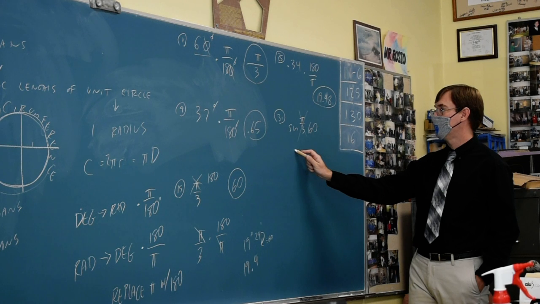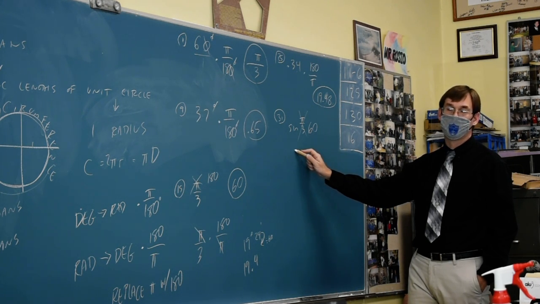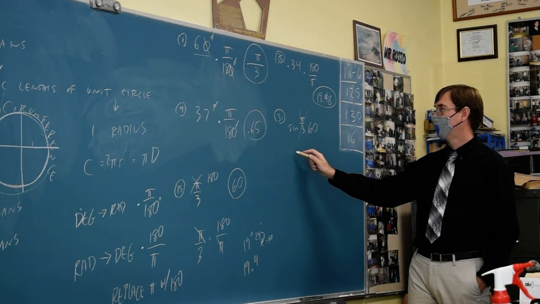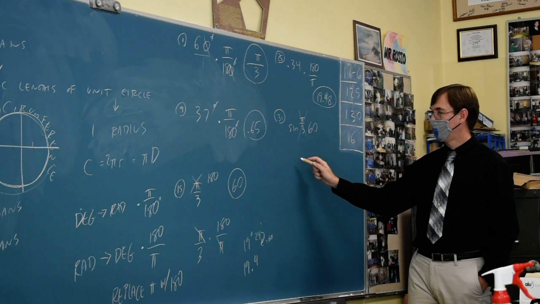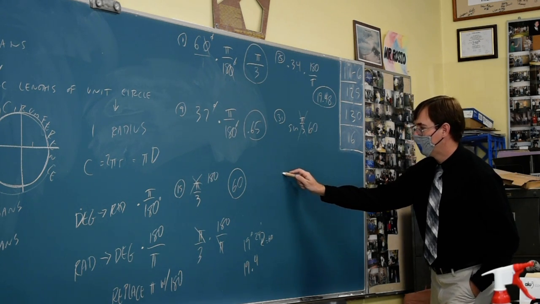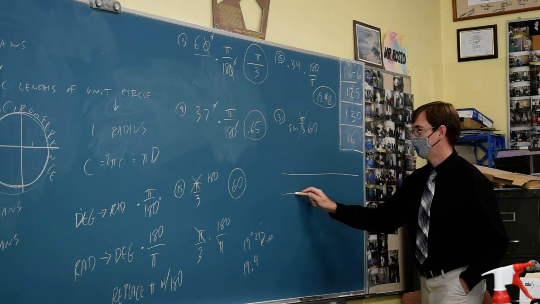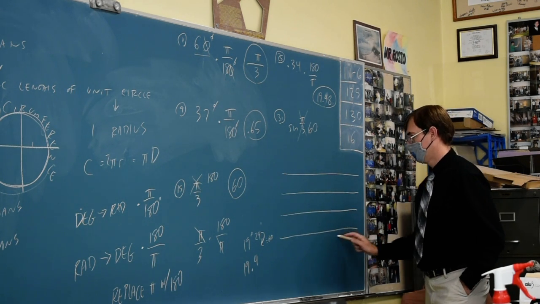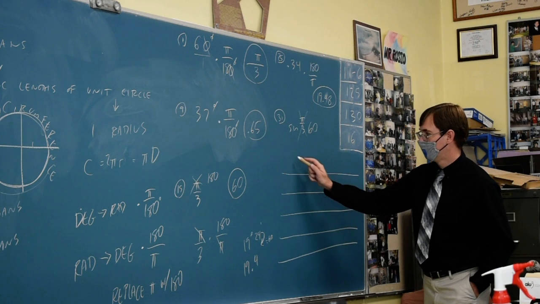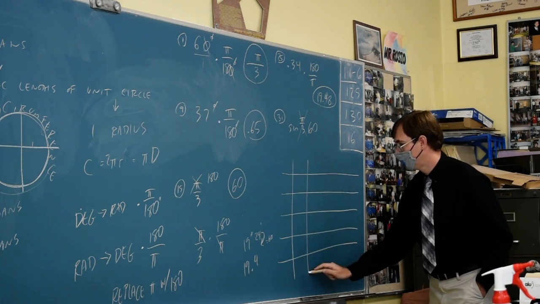What is sine of 30 on the chart? Sine of 60, sorry. Sine of 60 on our chart. Is it root 3 over 2? Doesn't sound confident. Root 2 over 2. Is it root 3 over 2?